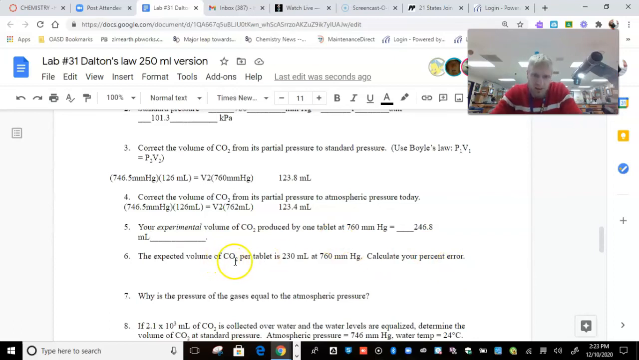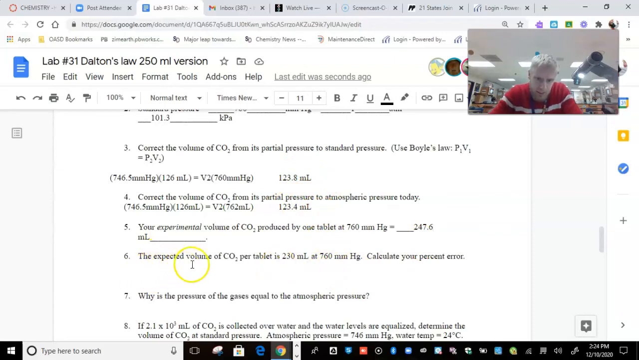All right. Go figure. The expected volume of CO2 per tablet is 230, and I think the piece of tablet I had looked a little bit bigger, so it makes sense that we had a little bit more volume than the accepted value at 760 mmHg. We did something wrong, actually. I multiplied 123.4, but that was at 762. We want to do the 123.8, so 123.8 times 2, 247.6. So a little bit further off, because we're using this data, not that data.